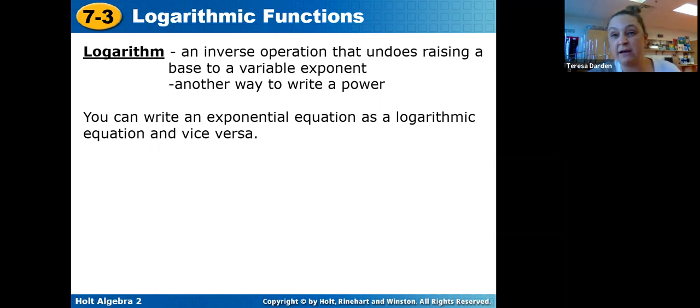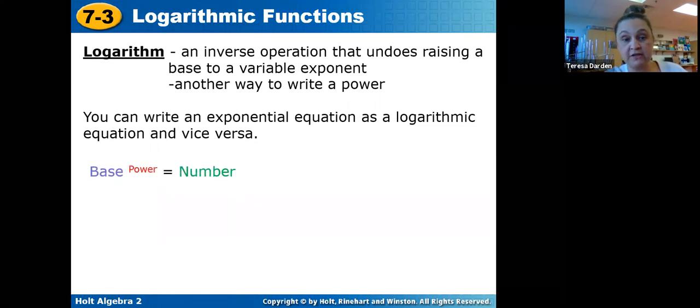That's the plainest way I know how to explain it. And I like to describe it as another way to write a power. You can rewrite that power. So you can write an exponential equation as a logarithmic equation and vice versa. How do I do that, Ms. Darden? Well, an exponential function looks like this.